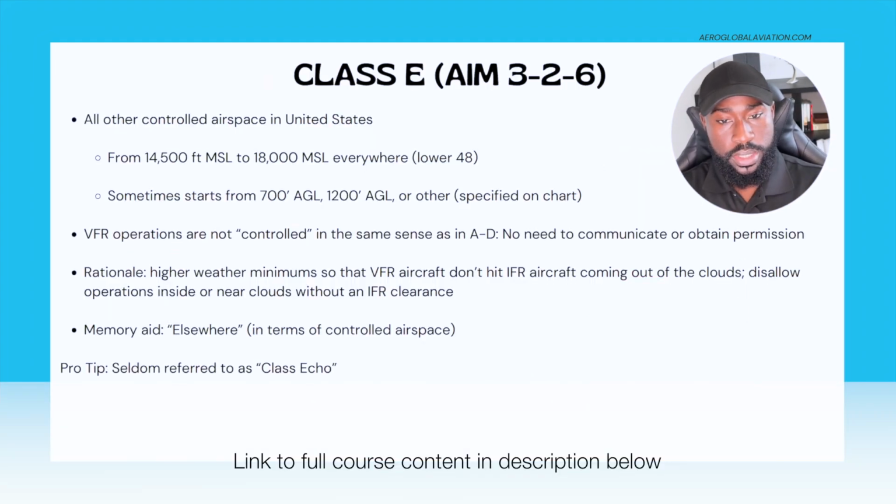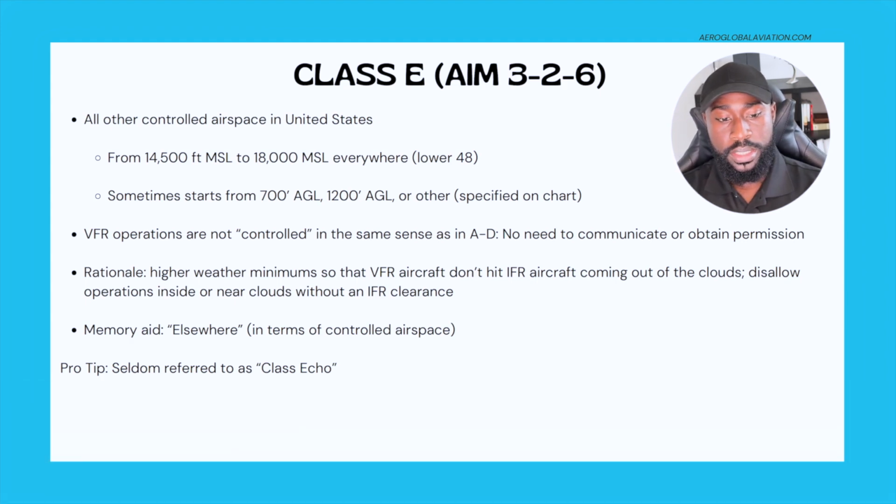And then Class E airspace. Class E airspace is controlled airspace, but it's a little bit more broad compared to the other airspaces. I always like to think of Class E airspace as elsewhere or everywhere else. So E for elsewhere or everywhere else. There are different dimensions, and as you'll be seeing in more slides to come, there are different ways to actually know what Class E airspace you're in. Usually it starts from 14,500 feet MSL to 18,000 feet MSL, and sometimes it starts from 700 feet AGL to 1,200 AGL, as we'll be taking a look at shortly.